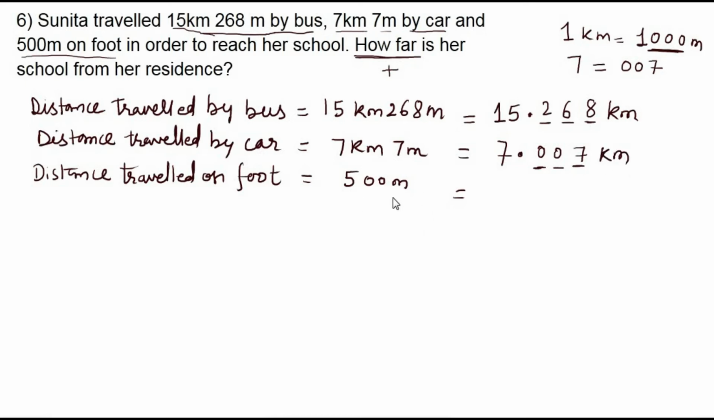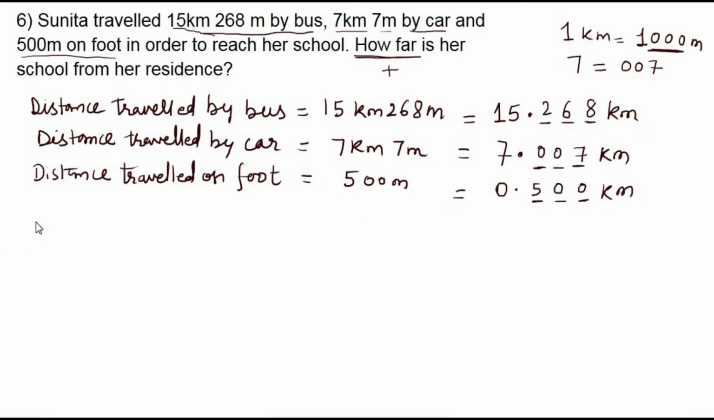Then here is 500 meter. Here we don't have kilometer part. So what does it mean? We have 0 kilometer part. Then we need to put decimal point. Then we need to use 3 digits after decimal point to represent this meter. And we also have 3 digits here. So we will write as it is here 0.500 kilometer. Now all the numbers are changed into kilometer.